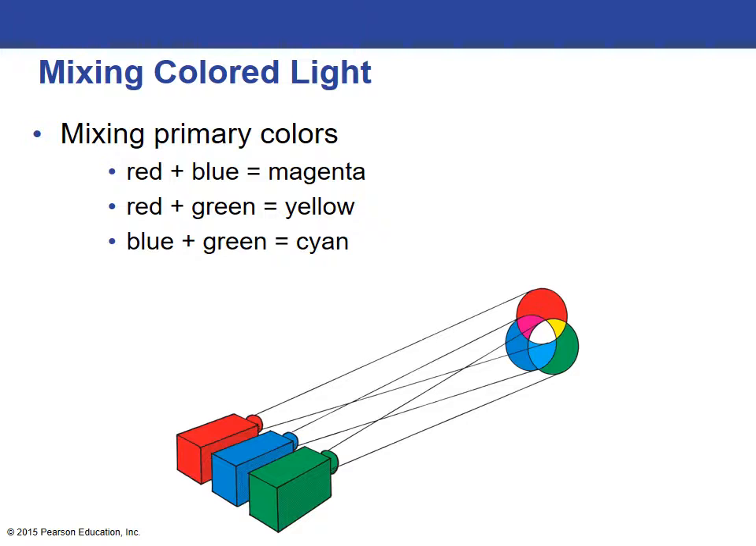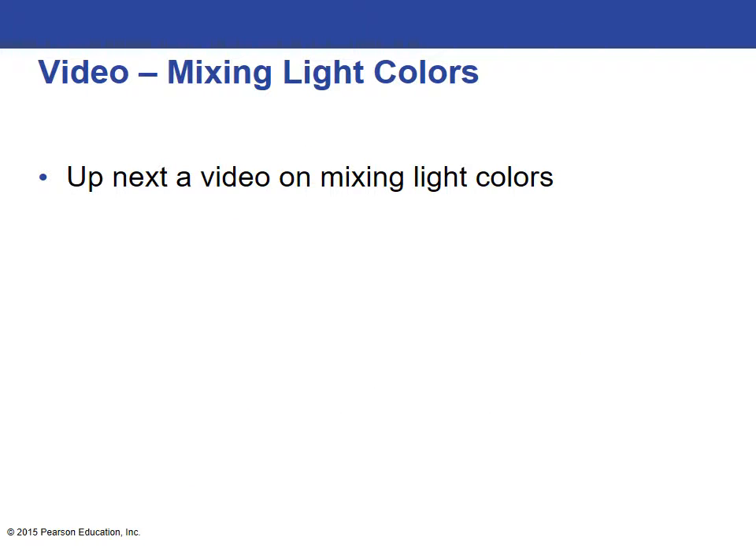So you can see from the diagram that when you mix red and blue light, you're going to end up with magenta. When you mix red and green light, you'll end up with yellow. And when you mix blue and green light, you'll end up with cyan. Okay, so up next we have a video on mixing of light colors.